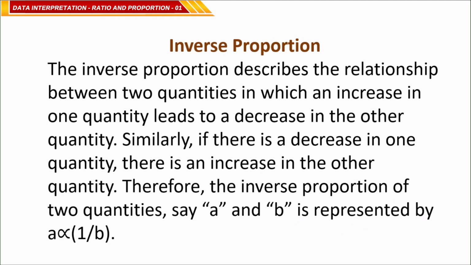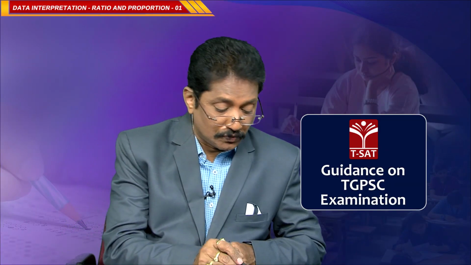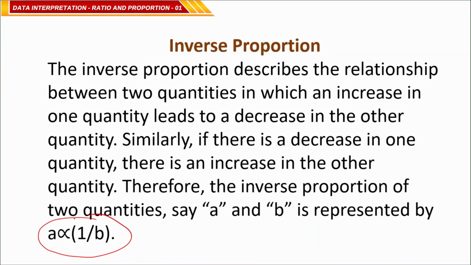Inverse proportion. Inverse proportion describes the relationship between two quantities in which an increase in one quantity leads to a decrease in the other quantity. Similarly, if there is a decrease in one quantity, there is an increase in the other quantity. So, we can say A is proportional to 1 by V. Just now I discussed Boyle's law, and of course, we can say Ohm's law also.